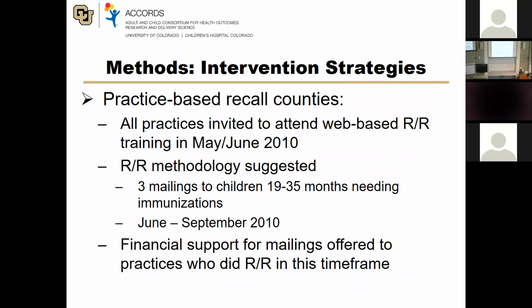In the practice-based counties, all practices in those counties were invited to attend a web-based reminder recall training. So this was voluntary. Obviously, we couldn't make practices do things. We suggested in this training the same methodology that was being used in the centralized approach, 3 mailings. And in addition, we offered some financial support for these mailings to the practices if they did reminder recall. So you can see the pragmatic nature of this.